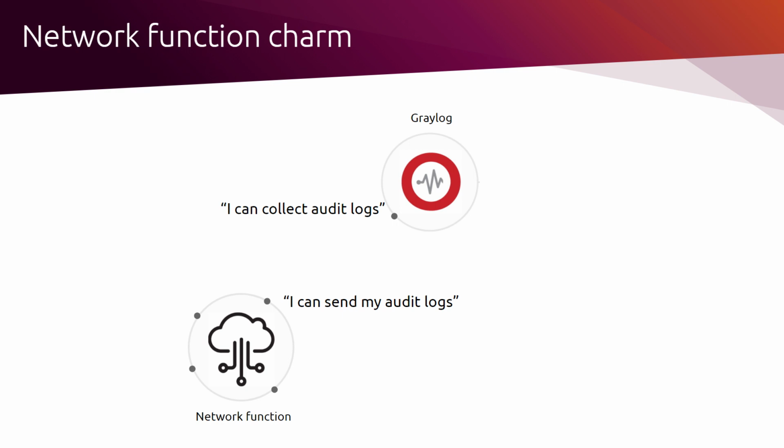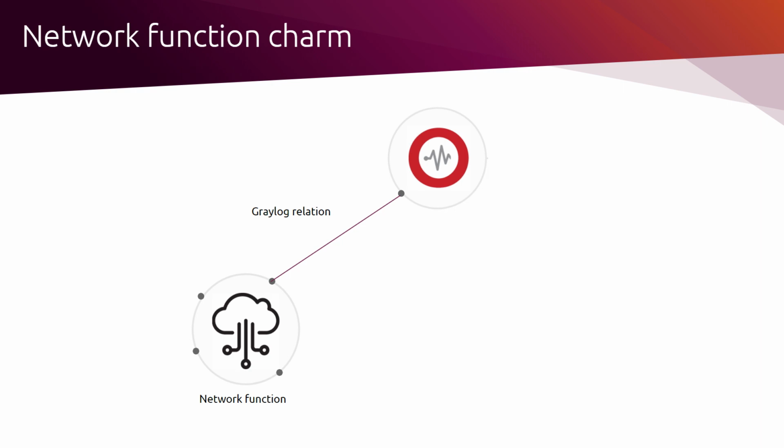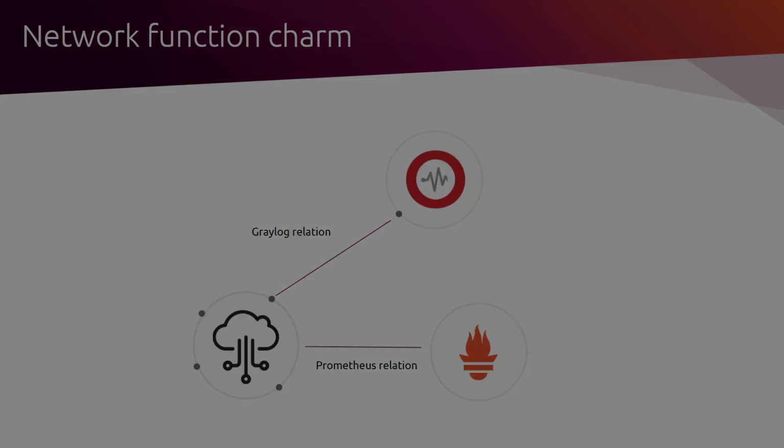There can be also another charm, here in this example, Graylog, which collects audit logs, and when these two charms find themselves together, they can form a relation. Having such a Graylog relation means that without any additional hassle, the network function will start sending audit logs to Graylog. The same goes for other relations like Prometheus or databases or any other tools that you might need as additional things for the network function itself.